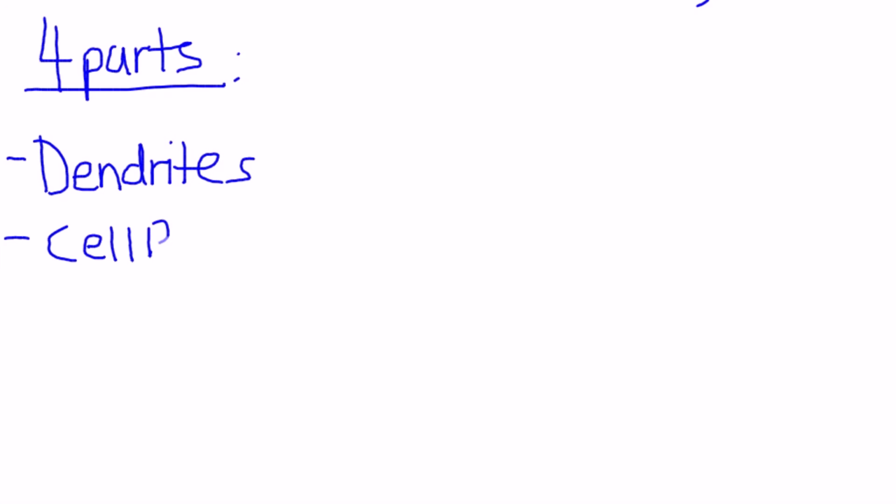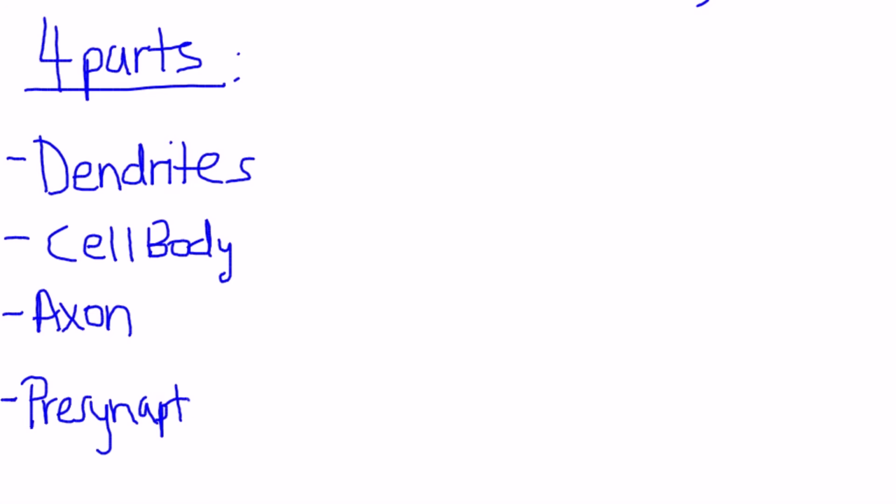So there's the dendrites, there's the cell body, there's the axon, and there's the presynaptic terminal. So the dendrites receive the information. They're known as the information collectors.